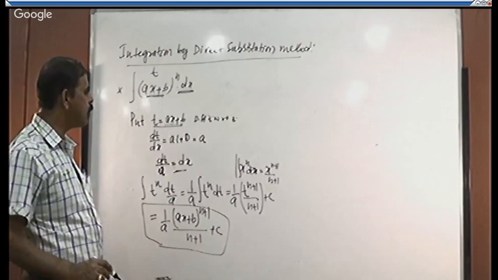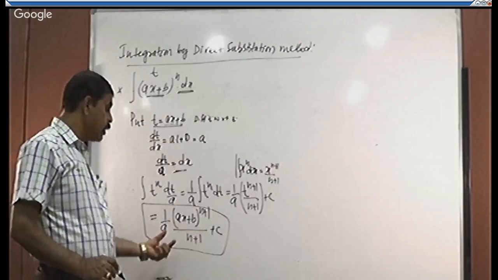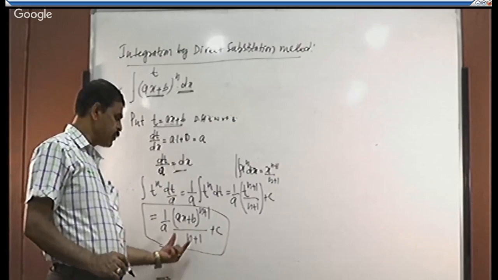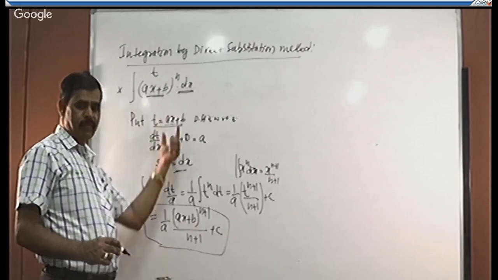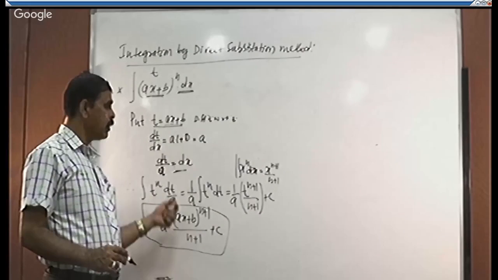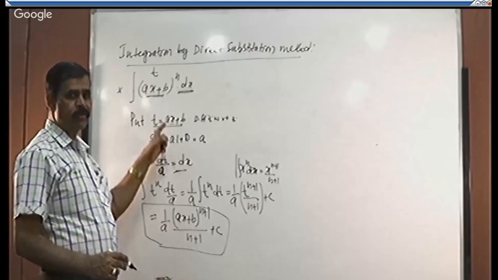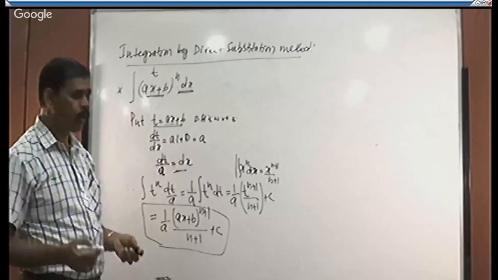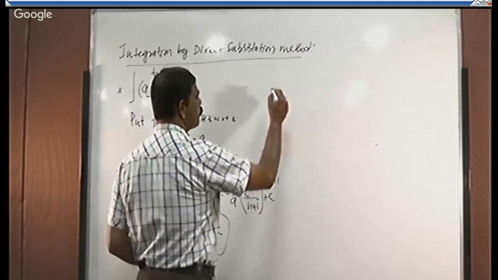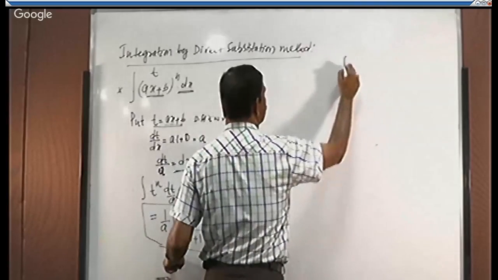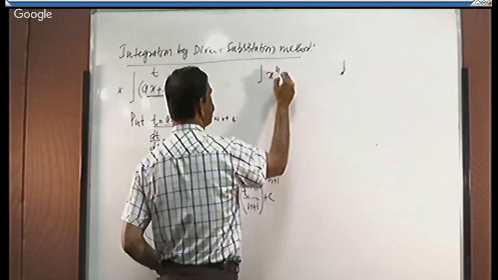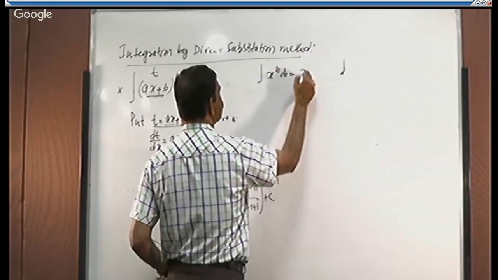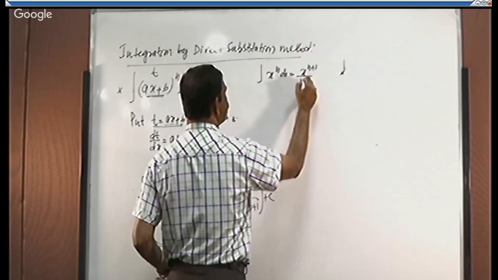Why is it called the direct substitution method? Now onwards, wherever we have ax plus b, we will integrate in this way. Don't take t is equal to so and so. You can do it directly. How? See. The integration of x to the power of n is what? The integration of x to the power of n is equal to x to the power of n plus 1 divided by n plus 1. Correct?